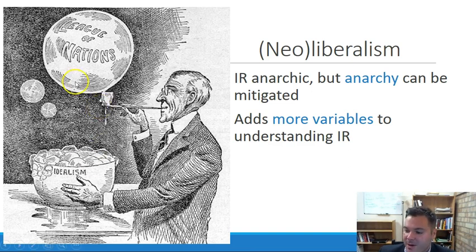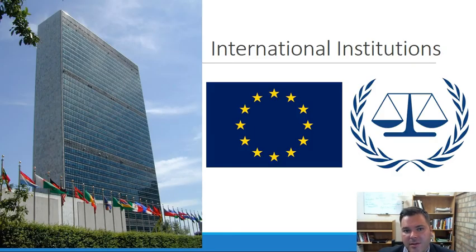And of course, you can see this comic that he was blowing bubbles out of idealism. And that's a common criticism against liberalism coming from realism. But the basic idea that he had is one of the central elements of liberal international relations theory. And one of those central elements is that you can build institutions that are going to, in part at least, overcome the problem of anarchy.